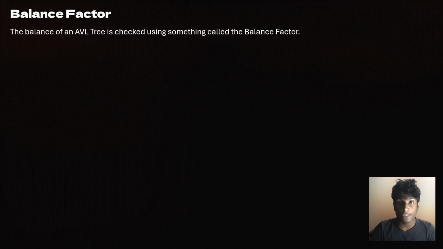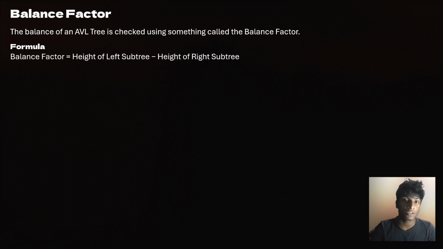Now I will explain something called the balance factor in AVL tree. The balance factor is used to check whether a tree is balanced or not. It is calculated using this formula. Balance factor equals height of left subtree minus height of right subtree. In an AVL tree, the balance factor should always be minus 1 or 0 or plus 1. If it becomes less than minus 1 or greater than plus 1, then the tree is not balanced and we need to fix it using rotations.